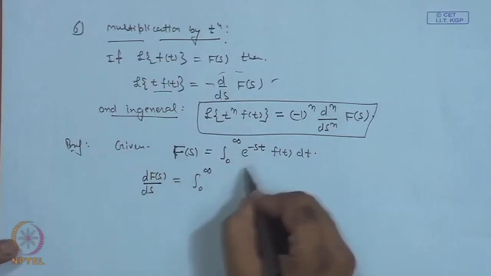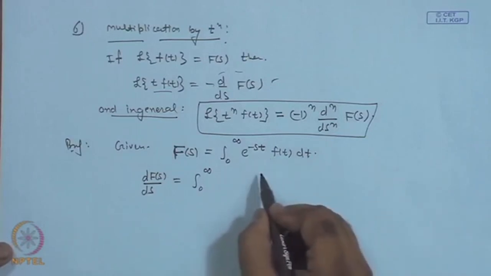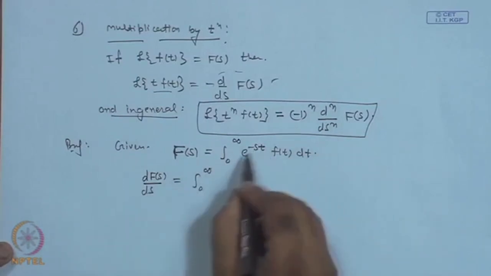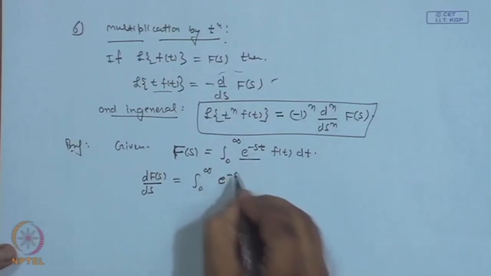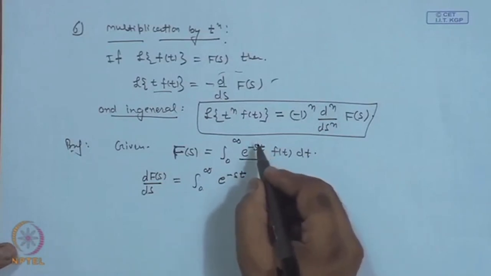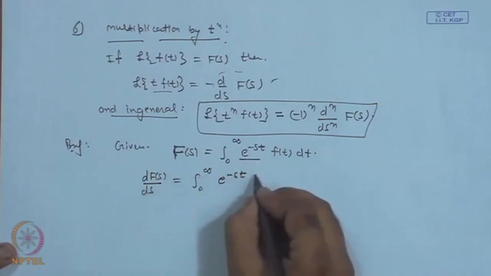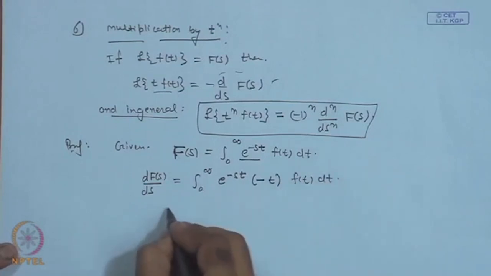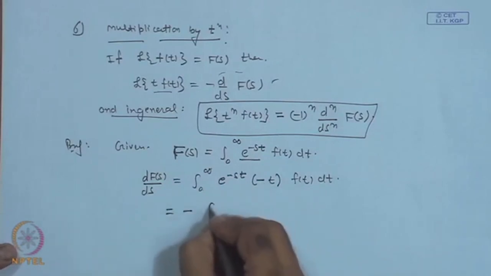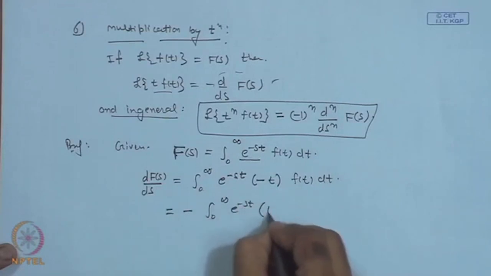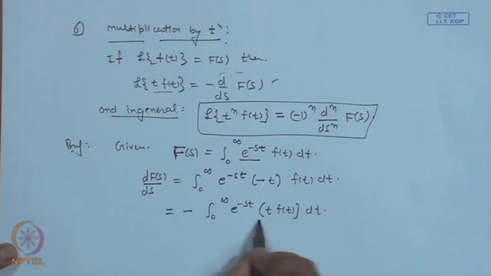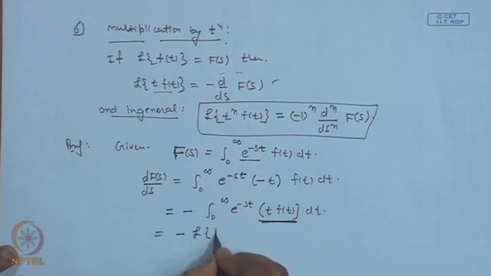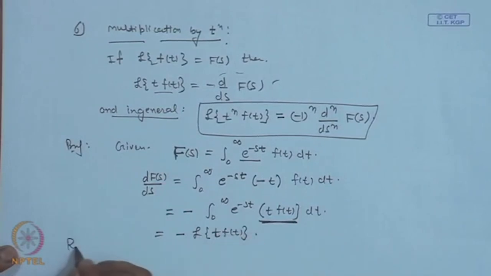With respect to s, we apply the Leibniz rule for differentiation under the integral sign, and we assume that we can apply it here. So, from 0 to infinity, the derivative with respect to s of e^(-st) gives minus t, and then we have f(t) dt. So, now what we get is minus the integral from 0 to infinity of e^(-st) t f(t). Instead of f(t) we got the new function t f(t), and this is the Laplace transform of t f(t). So, minus the Laplace transform of t f(t).